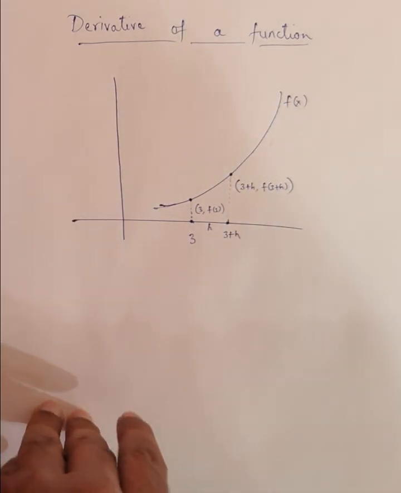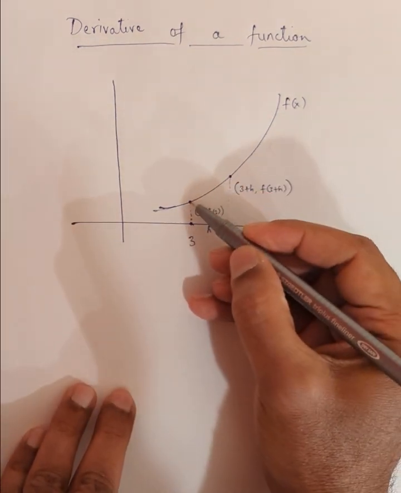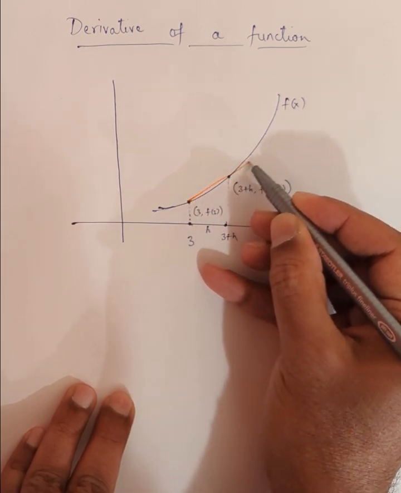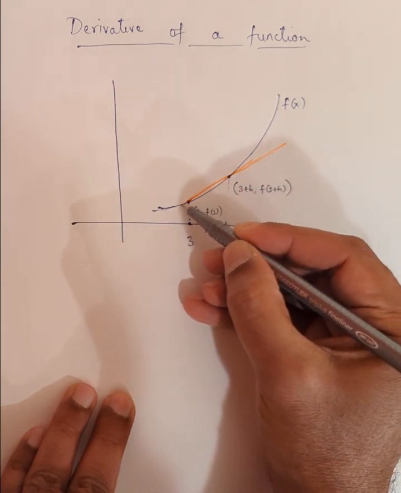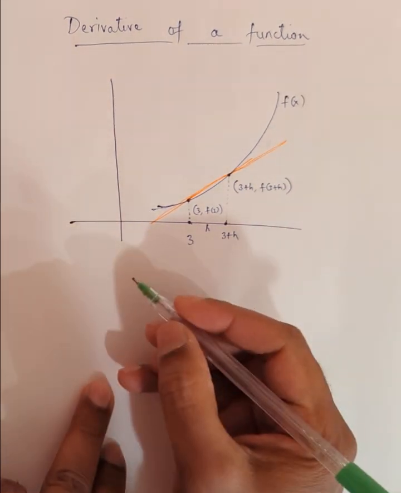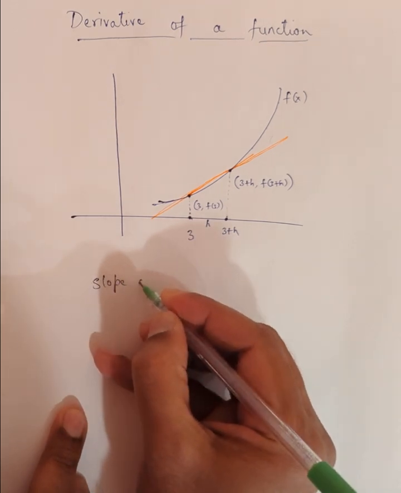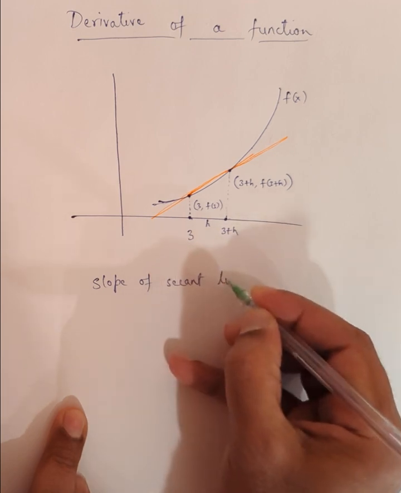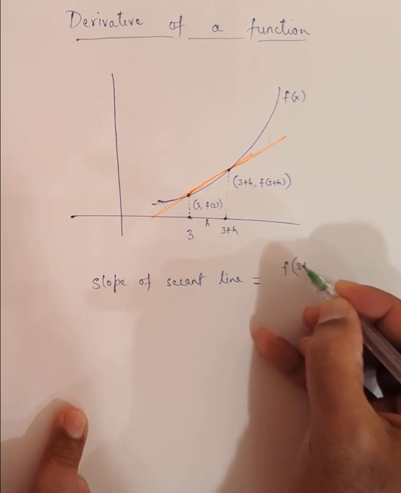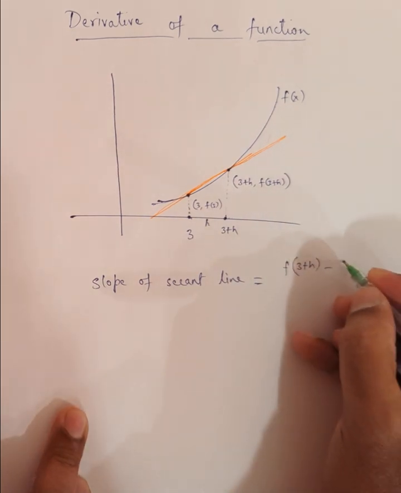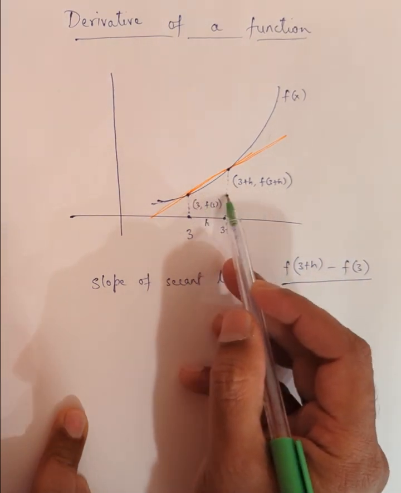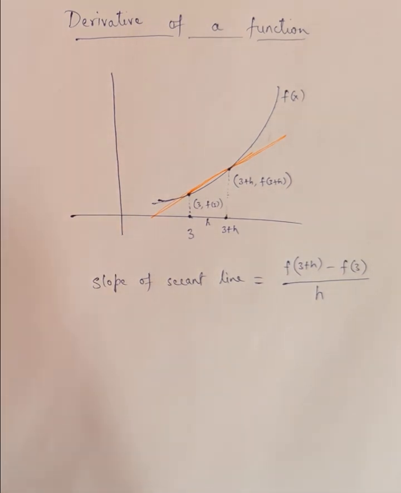If you want to find the slope of this line, so if I were to join these 2 points via a straight line, this is called a secant line. So let's use a different color. Slope of the secant line is the rise over run, or the difference of y values, which is f of 3 plus h, that's y2, minus y1, which is f of 3, divided by x2 minus x1, or this distance, which is h. So this is the slope of the secant line.